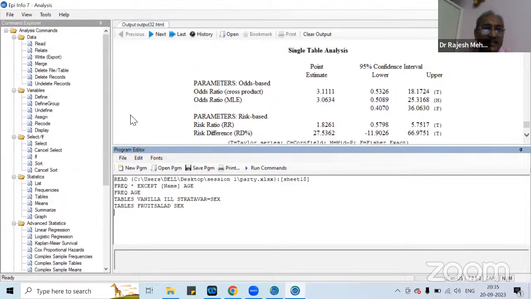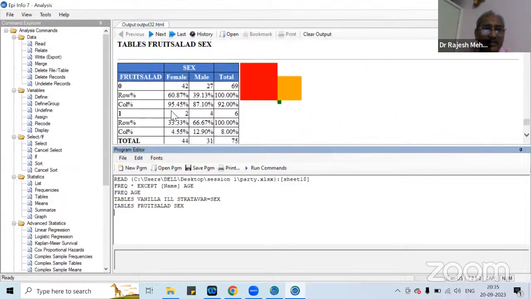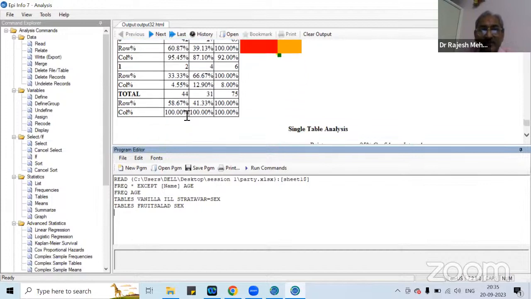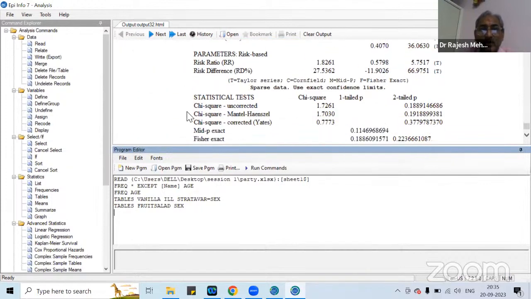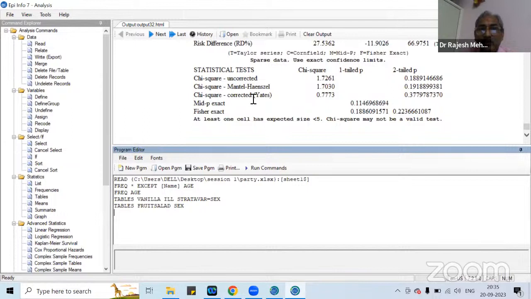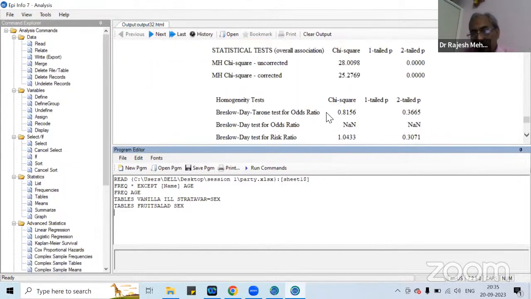Now, in this case, because the expected cell is much less than 5, you cannot use this uncorrected. You should be using the corrected test. While we talk about the chi-square test, we'll be using that.